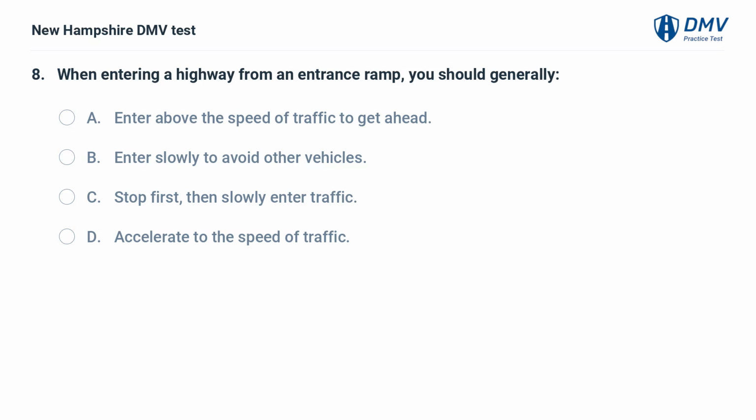When entering a highway from an entrance ramp, you should generally A. Enter above the speed of traffic to get ahead. B. Enter slowly to avoid other vehicles. C. Stop first, then slowly enter traffic. D. Accelerate to the speed of traffic.